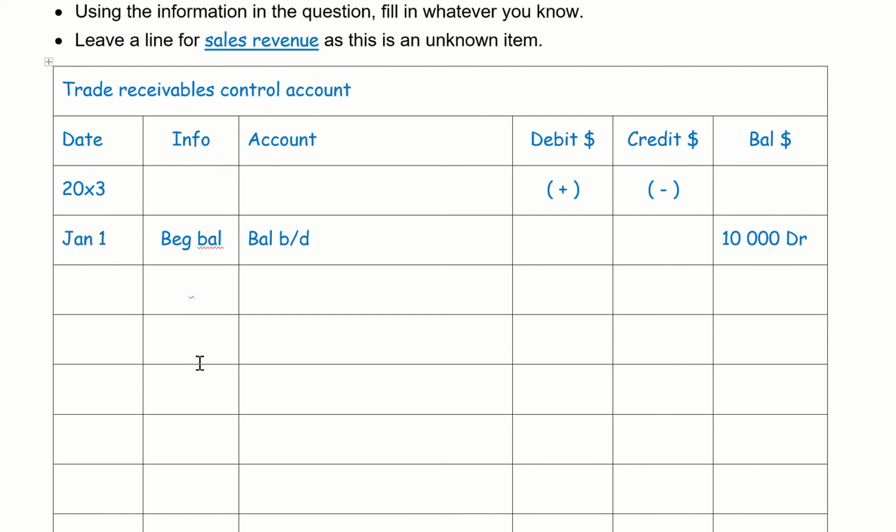Now you see this information column. This information column is only for practice. I just wanted to write down here exactly where to get the information from. In a normal question, you won't see this information column. So what is this information? This is the beginning balance in the question. So the balance brought down amount is $10,000.